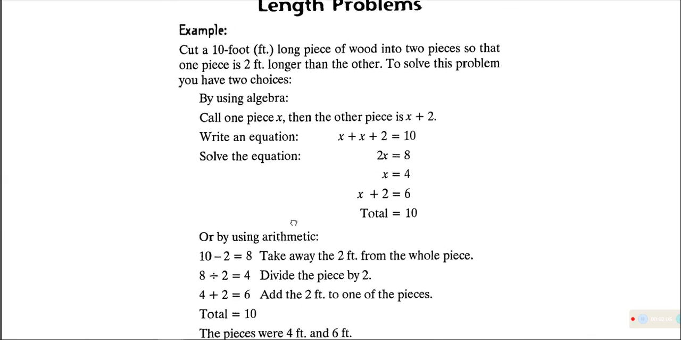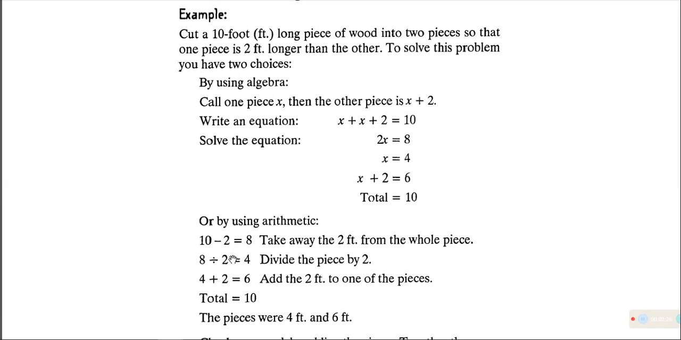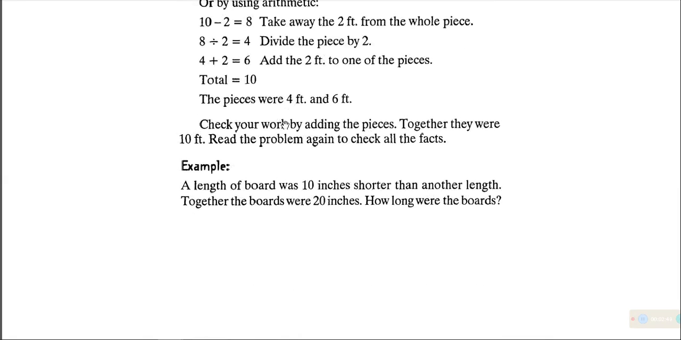Or by using arithmetic, ang gagawin mo lang, tanggalin mo yung excess na 2 feet such that yung dalawang cut ng wood ay magiging equal. So you will have 8, and then divided by 2, you will have 4. Tapos, yung 4 na yun yung length ng shorter piece. I-add mo lang dun sa isang piece yung 2 feet. Then you will have 4 plus 2 which is equal to 6, giving you the total 10 feet. So one is 4 feet in length and the other is 6 feet in length.